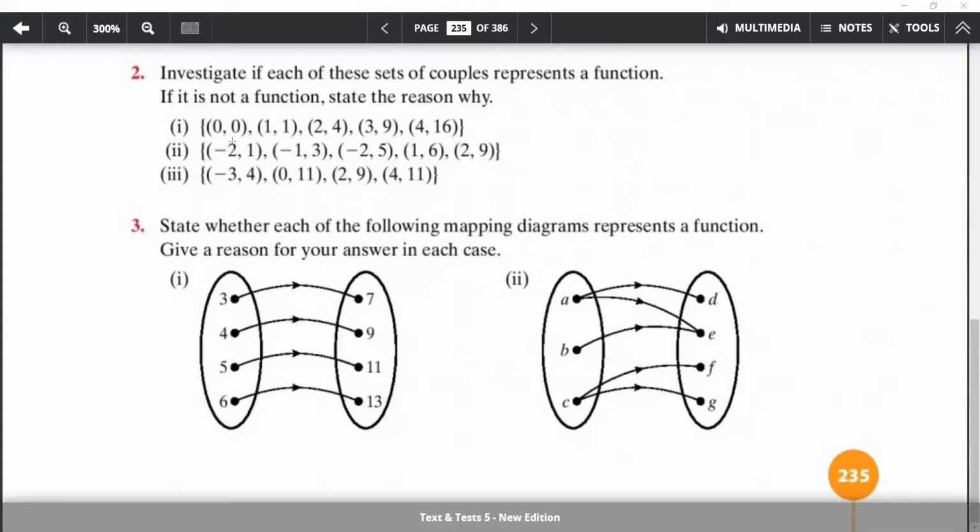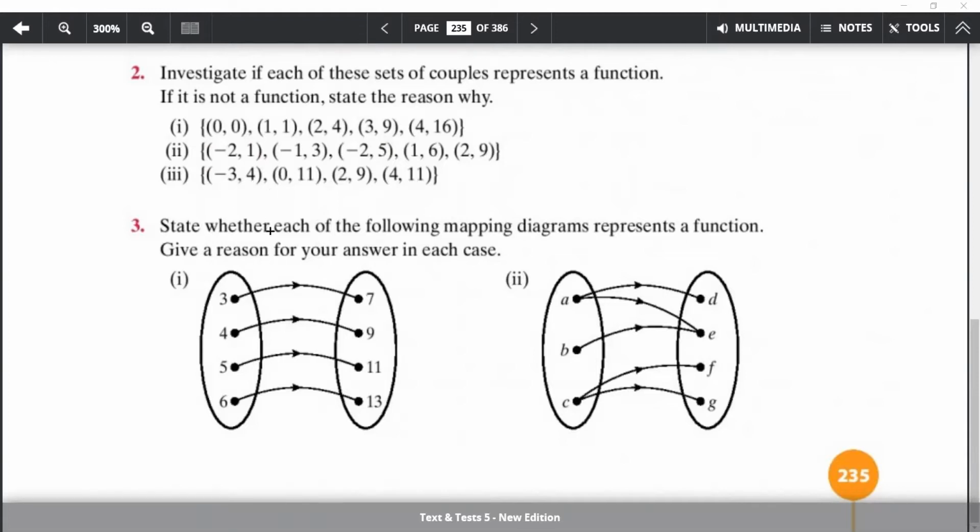Second one, our input values are -2, -1, -2, 1, 2. Now look, -2 is repeated there, but the first time it generates a 1 when you plug -2 into our rule. Second time it generates a 5 when you plug -2 into our rule. So -2 on the domain has two output values, or two values on the range that correspond to it. So this second relation or set of couples is not a function. The third one, -3 corresponds to 4, 0 corresponds to 11, 2 corresponds to 9, 4 corresponds to 11. That's fine. Okay, no problems there.